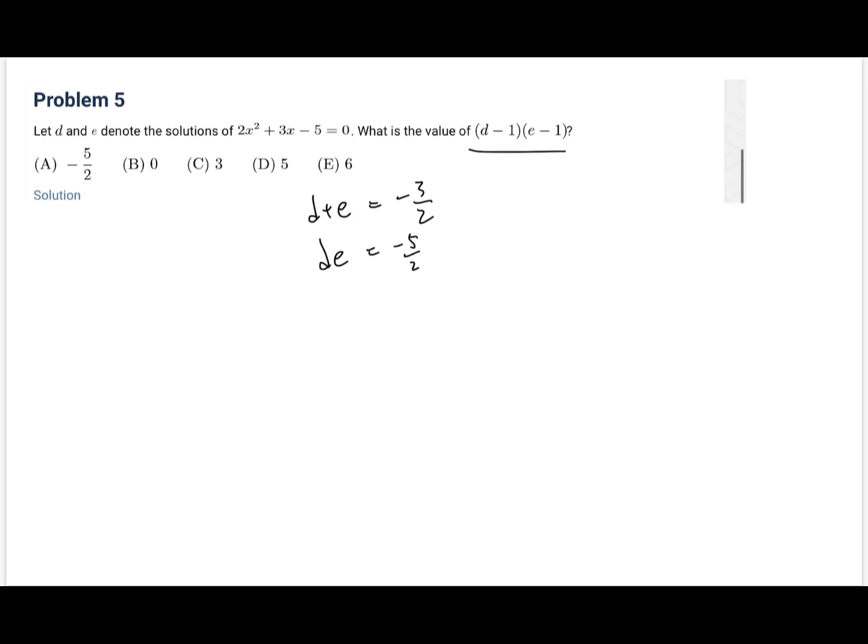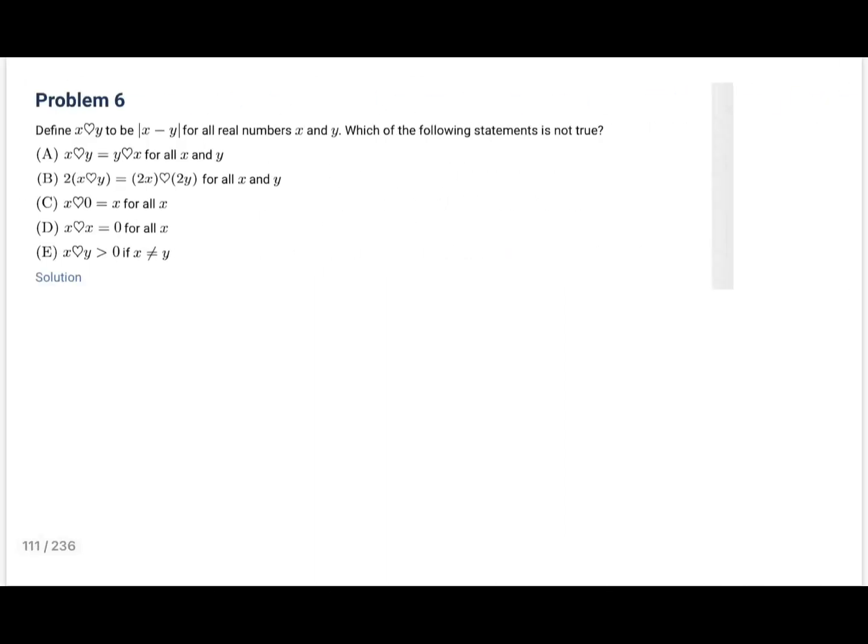So this would be DE minus (D plus E) plus 1, which is minus 5 over 2, plus 3 over 2, plus 1, which is minus 1 plus 1, which is 0. Number 5 is B.